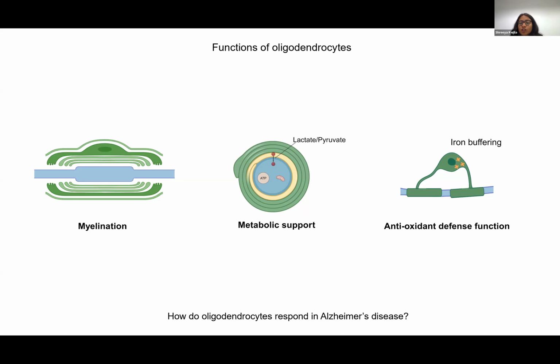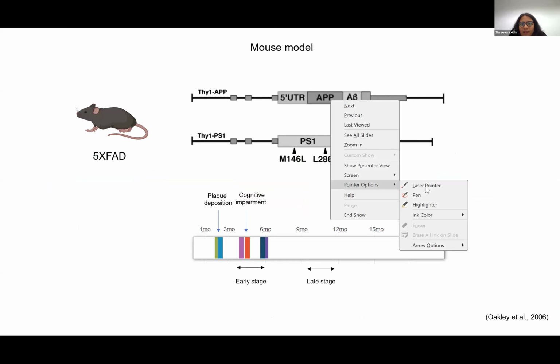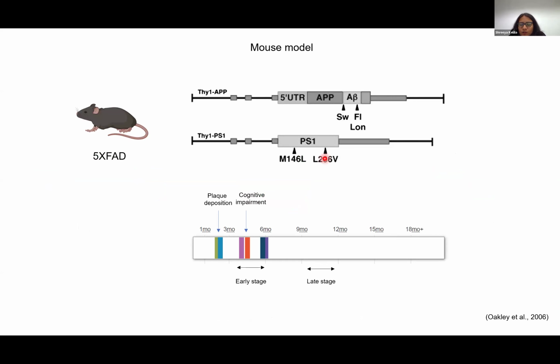How these functions change in the disease, and how oligodendrocytes respond in the disease, is something that we wanted to address. To do so, we used the 5xFAD mouse model, and as the name suggests, 5 human mutations were modeled in the mouse, 3 of which were in the APP gene, and 2 of them were in the PS1 gene.